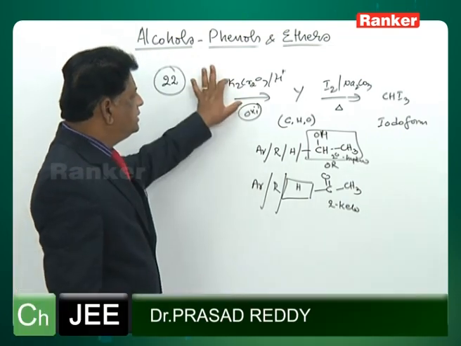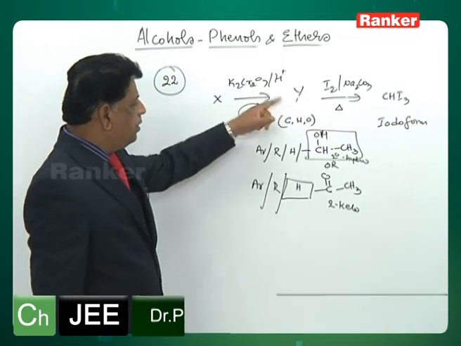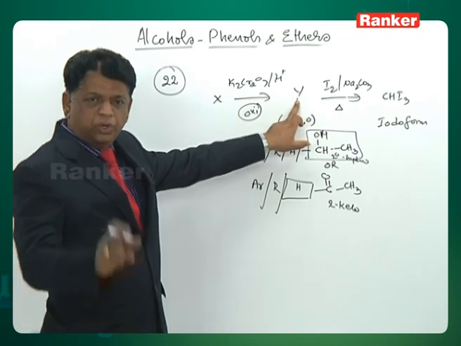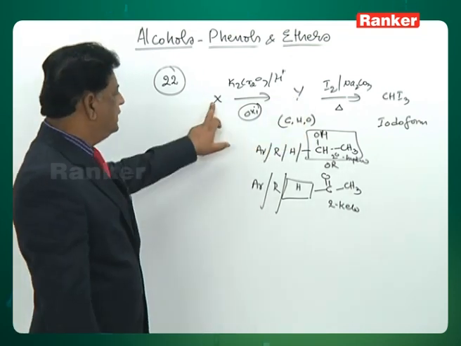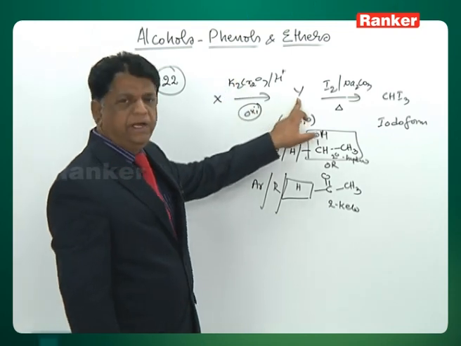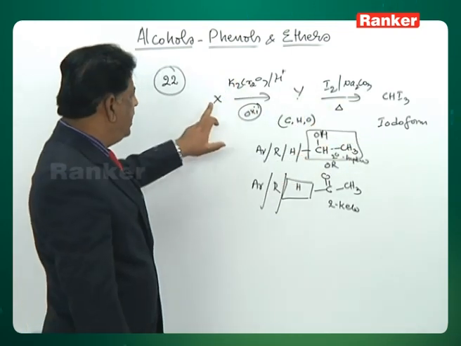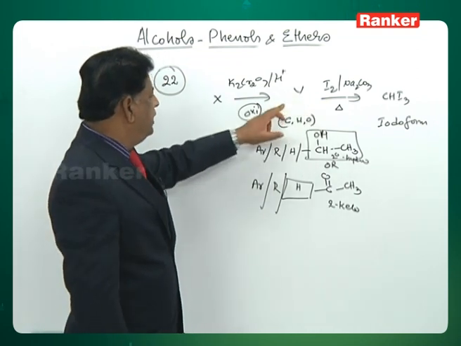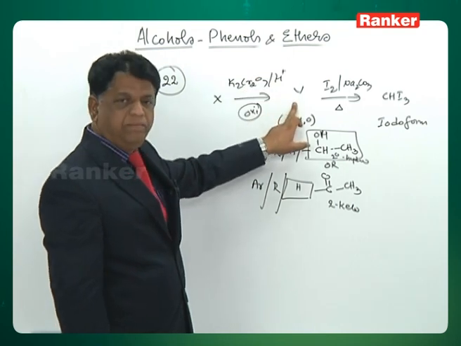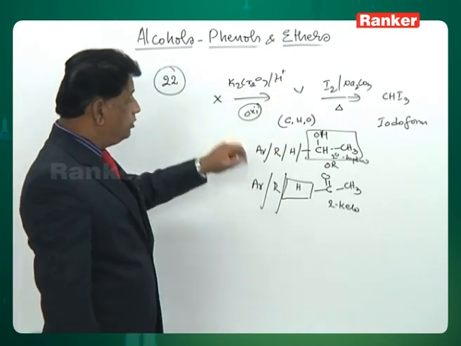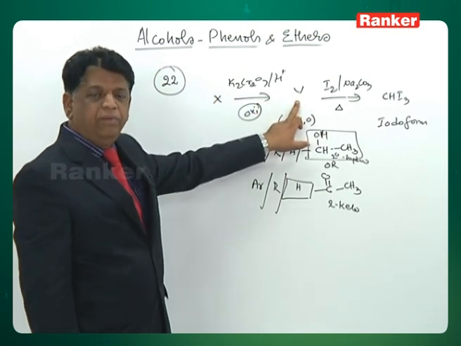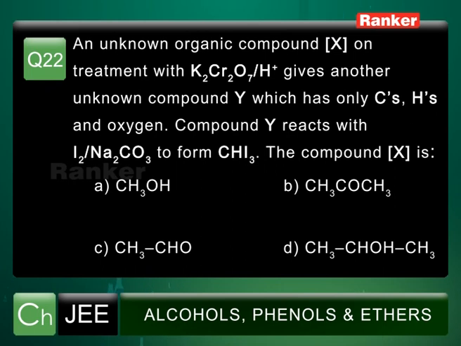He says X on oxidation gives Y. So that oxidized product cannot be an alcohol; X must be an alcohol and Y a carbonyl compound. Let us see A. A is methanol, which on oxidation gives formaldehyde, which will not give the haloform reaction. Acetone gives haloform, but he says acetone is formed on oxidation, which is not possible. Acetaldehyde also gives the iodoform reaction, but acetaldehyde formed on oxidation means X must be ethyl alcohol, which is not there. So the last answer is isopropyl alcohol.